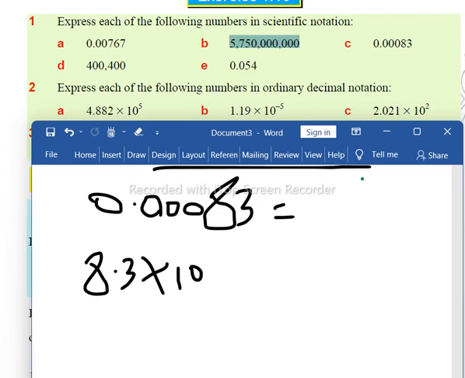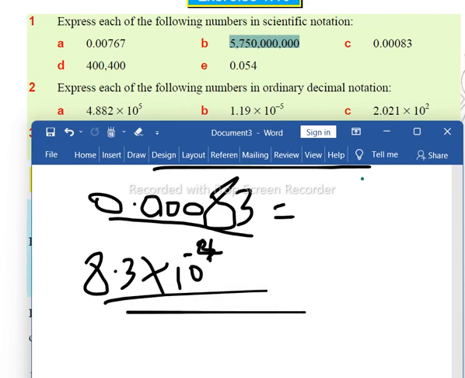Here we count, we count backwards. So we have to count starting from here. 1 2 3 4. As we see, this number is decimal, so we put a negative power, 1, 2, 3, 4. Sorry, not 3. I have to write 4 here. So this is the final answer for letter C, and the others are all the same.